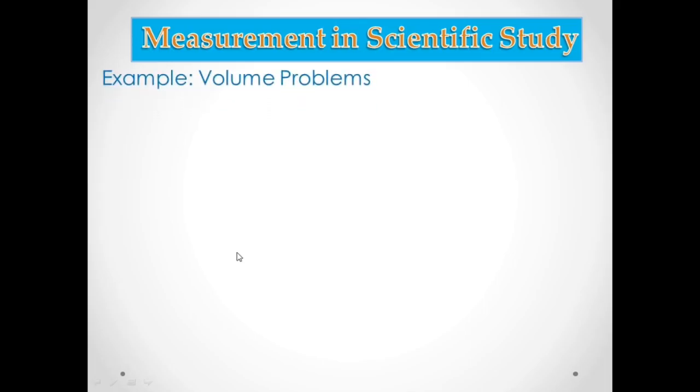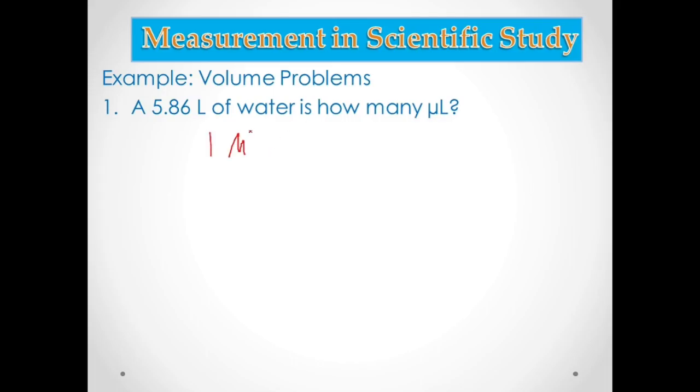Okay, we have volume problems. Number 1: 5.86 liters of water is how many microliters? In volume, the base unit is the liter. So 1 microliter is equal to 1 times 10 to the negative 6 liters. That is correct because your base unit for volume is the liter.